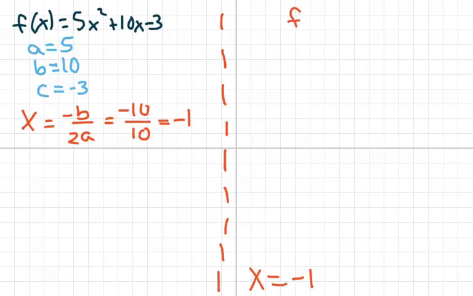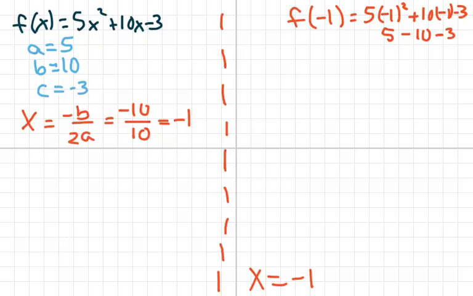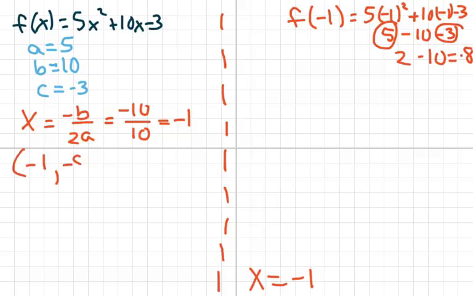And now I'm going to plug in negative 1 to find my y for my vertex. So that's 5 times negative 1 squared plus 10 times negative 1 minus 3. So this is 5, because negative 1 squared is 1, minus 10 minus 3. So I'm going to do 5 minus 3 first. That's just easier for me. No, wait, sorry. I'm saying 5 minus 3 is 2 minus 10, so that's negative 8. So my vertex is going to be negative 1, negative 8.